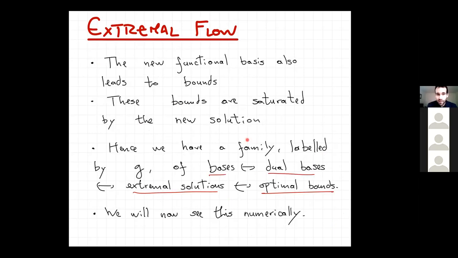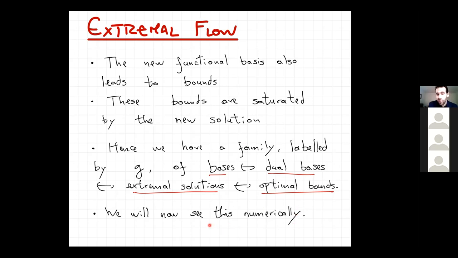So this new functional basis also leads to bounds. And these bounds are, of course, saturated by this solution that we've been constructing. So we have a family labeled by the coupling, a family of bases to the crossing equation. These bases have an associated dual basis of functionals. The basis describes a family of extremal solutions. This family of solutions satisfies a family of bounds, which are implied by the functionals. Okay, so it's all linked.